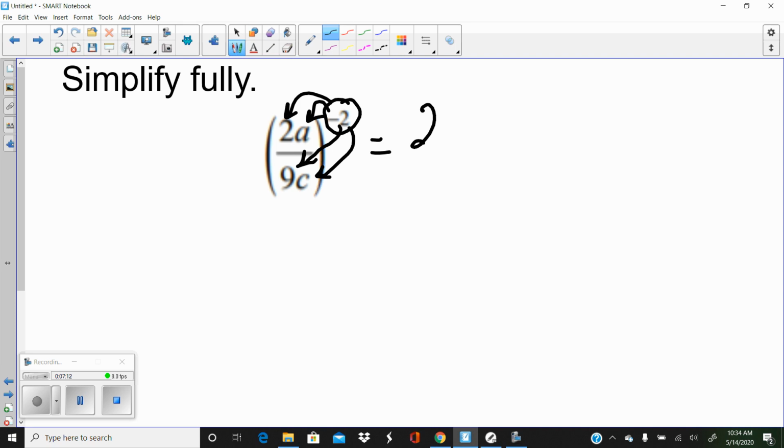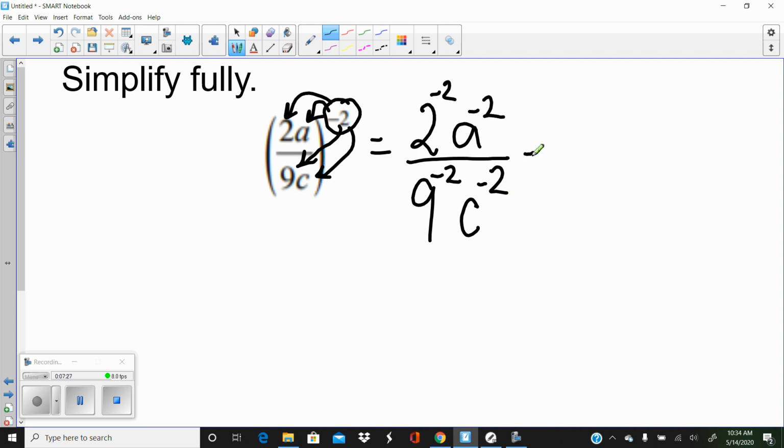So we have 2 to the -2, a to the -2 over 9 to the -2 and c to the -2. Okay, now we've got negatives flying around all over the place, but we know that's not something to be intimidated by. Let's see what we do. We'll address each factor on its own. 2 to the -2, well, it's got a negative exponent, so we have to flip it. So 2 comes down here to become 2 squared.